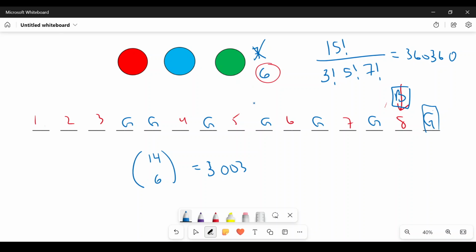Now I started with 5, so I now have 4 blue marbles, and I don't care where they go. They can go in any of the remaining 7 positions. Again, this one's gone because I put a blue marble there. So there are 7 positions remaining and 4 blue marbles, and I don't care where they go. So I'm going to choose 4 of the 7 positions for the blue marbles. 7 choose 4 is 35.